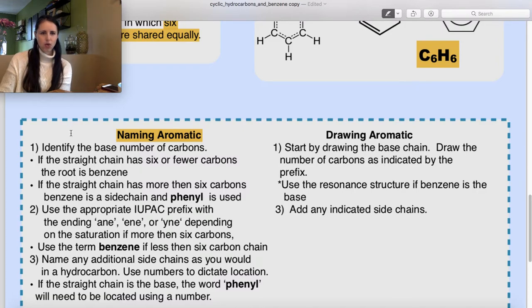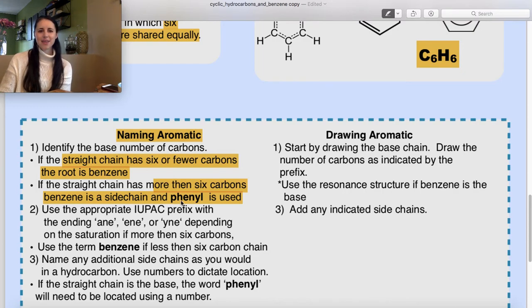All right, drawing benzene or drawing aromatics is very similar to drawing cyclics, where you need to decide if benzene is the root or if benzene is a side chain. If we have a straight chain with 6 or fewer carbons, then the root is going to be benzene. So if the straight chain has 5, 4, 3, 2, or 1 carbons, benzene is going to be the root. If the straight chain has more than 6 carbons, benzene is going to be a side chain. If it's a tie, 6 and 6, benzene wins. If the numbers of carbons are equal, benzene is going to be your root structure.